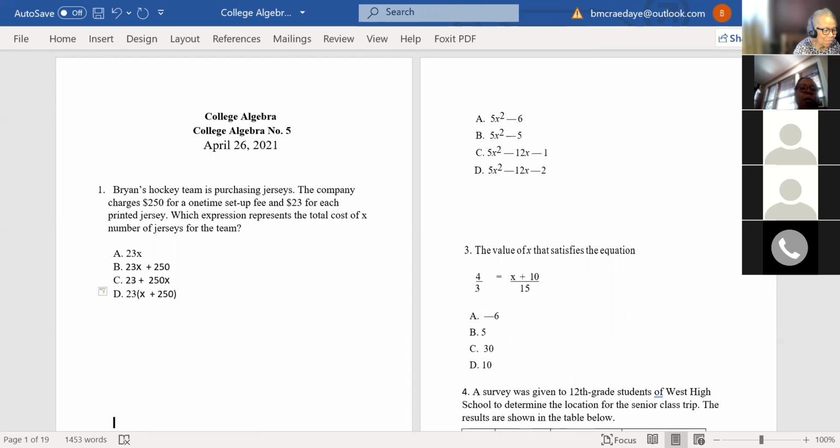Brian's marketing is purchasing jerseys. The company charges $250 for a one-time setup fee and $23 for each jersey. Which expression represents the cost of x number of jerseys for the team? You have a variable cost and a fixed cost. The fixed cost is your one-time setup fee. Your variable cost is $23 for each jersey, where x represents the number of jerseys.